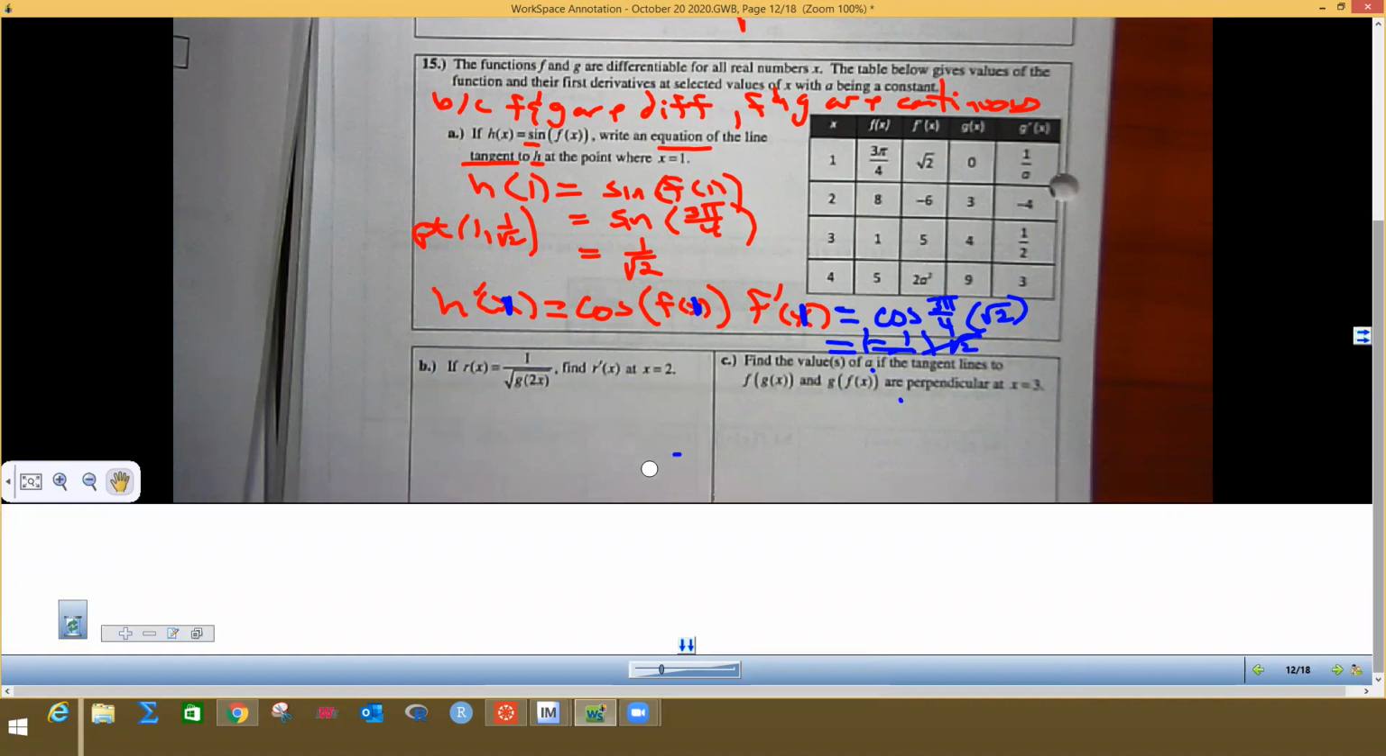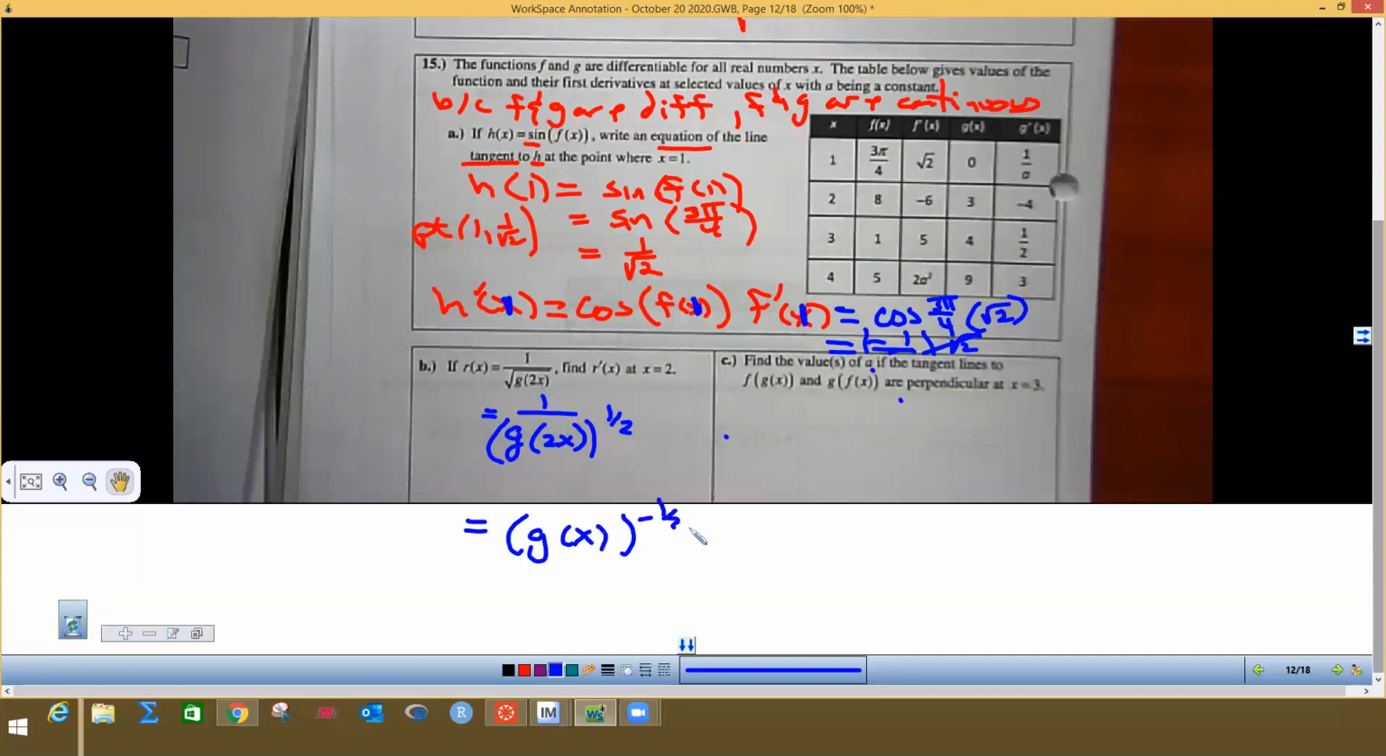All right, so if r of x equals 1 over the square root of g of 2 of x, find r prime of x at x equals 2. What I want to do first is rewrite this without a radical. So that's going to be 1 over g of 2 of x to the half power. Because 1 is a constant, not a variable, I don't want to do quotient rule because it's a waste of time; the derivative of 1 is going to be 0. So it's faster if I take the denominator and move it up to the top by making its exponent negative.